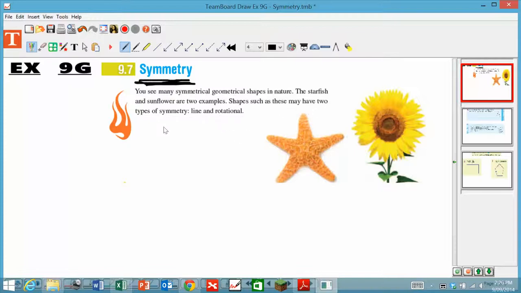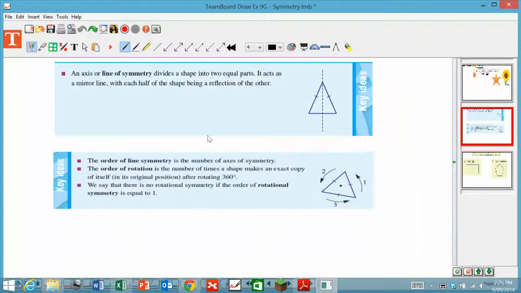Shapes such as these have two types of symmetry. There's both a line symmetry and a rotational symmetry. Okay, so they're a little bit different. They both sort of work similarly, but a little bit different. So let's have a look at them.